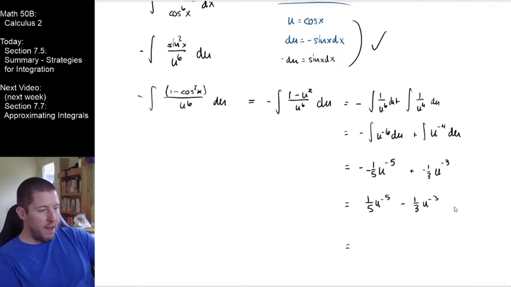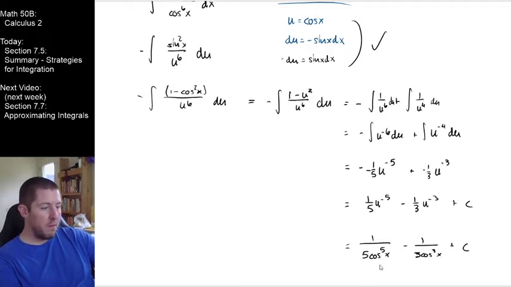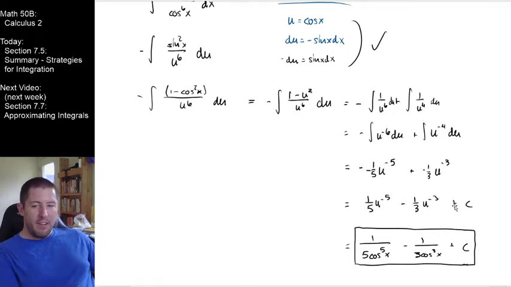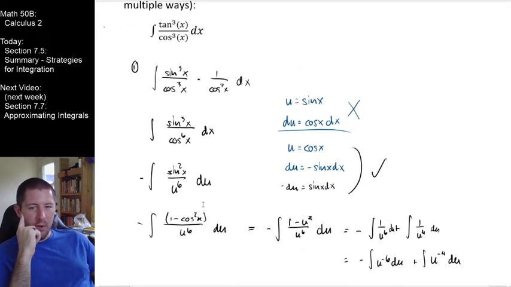So I might write my final answer here as 1 over 5 cosine to the fifth of x minus 1 over 3 cosine cubed of x plus c. That seemed not too bad right there. Converting into sine and cosine in this case turned out to be a reasonably good strategy. But again, converting everything to sine and cosine is less of a good idea in calculus than it is just in trig class. It doesn't always work out so awesomely like that one did.